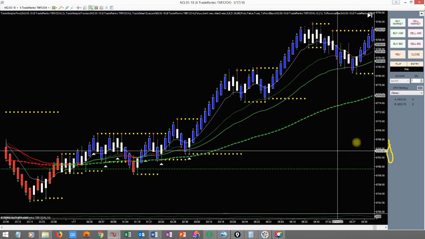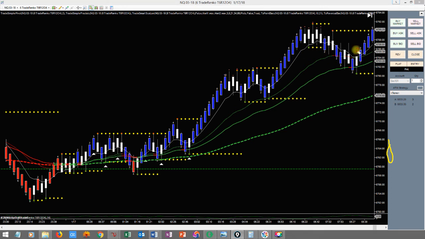Now, although this is one of our permission trades right here, this is a permission trade because it's bouncing off this solid line. It shows a lot of white bars. Remember, when you show a lot of white bars, especially when it's trending downwards, breaking all these swing lows, you're not taking any buying trades unless you make a higher high or it breaks a resistance point.